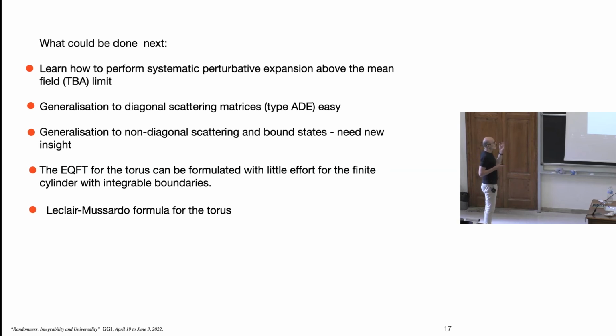Then it's very interesting if this can be generalized. No, this can of course be generalized to the purely elastic scattering theories. No problem. You will have several pairs of bosons and fermions, but it's not obvious how to generalize it to the non-diagonal scattering. And here, some analog of the nesting procedure should be worked out.